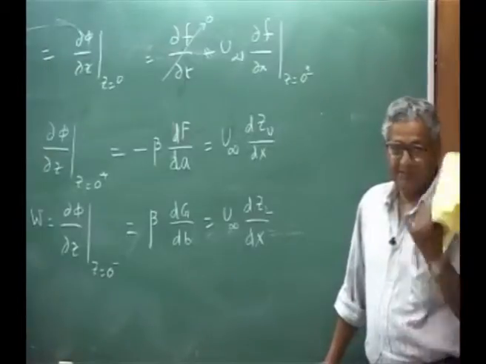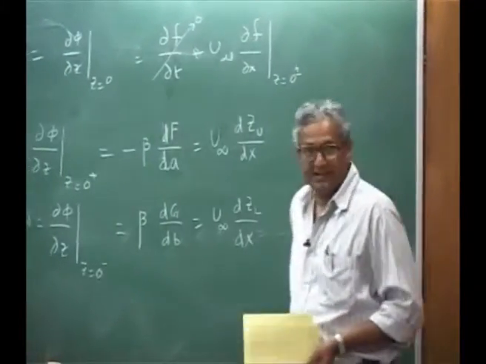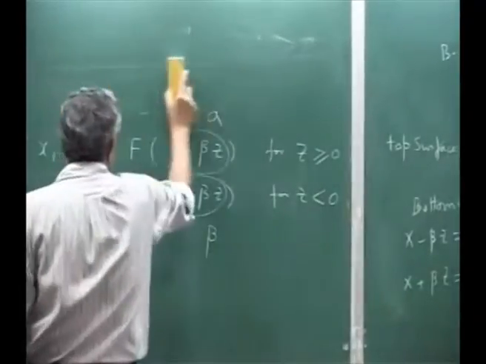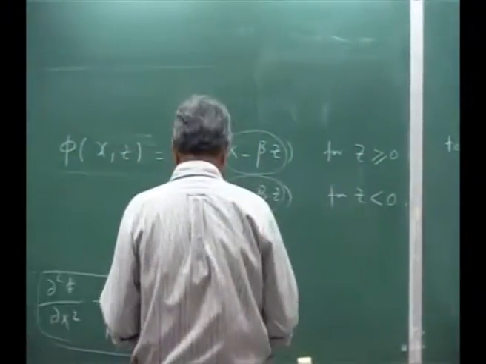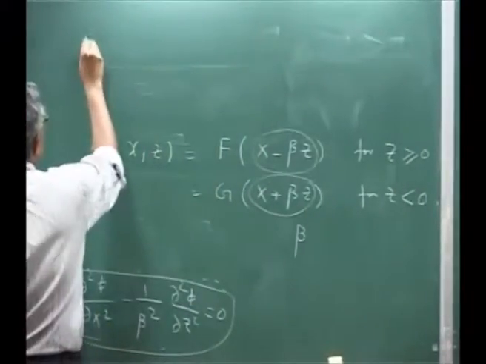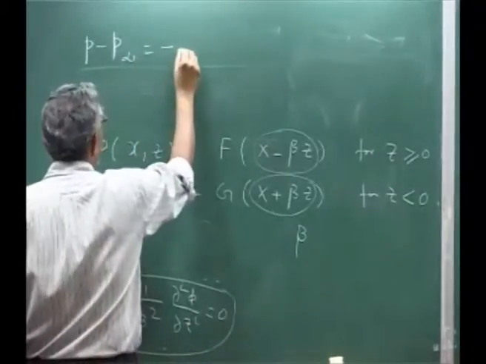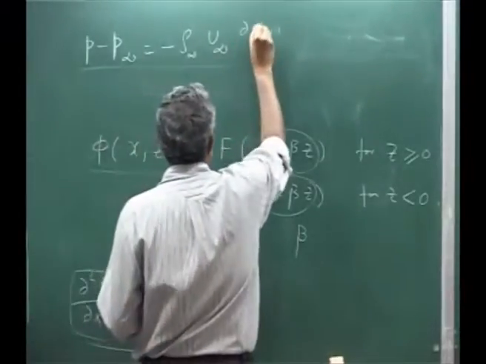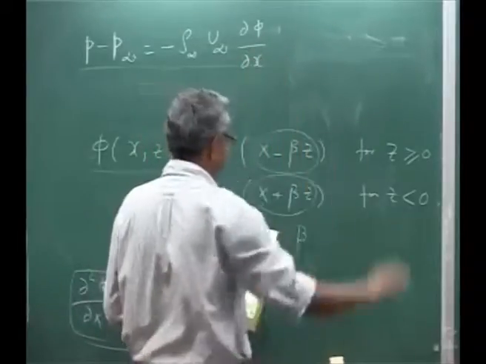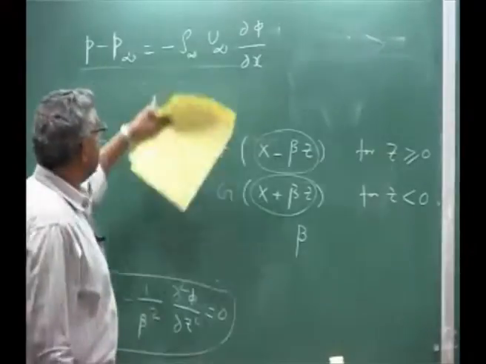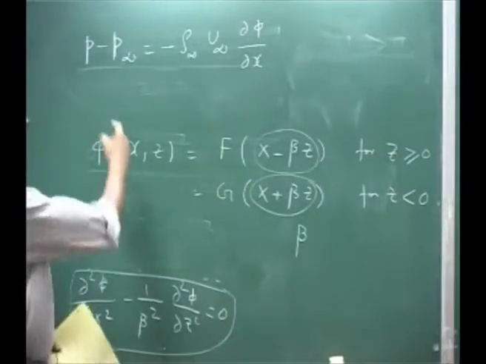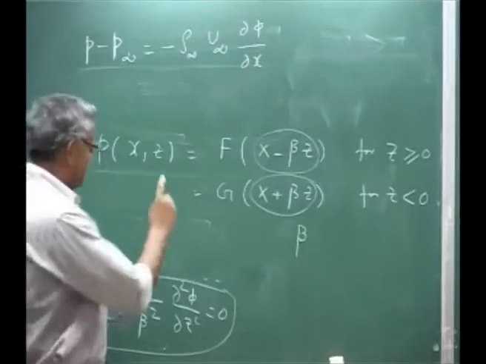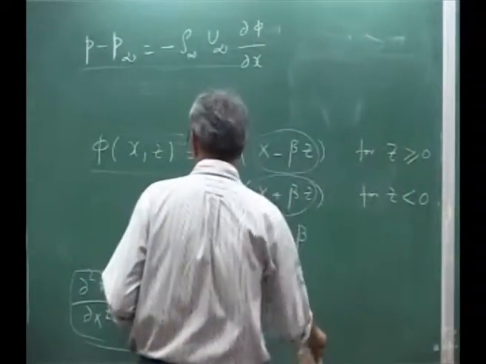Now we need to know what is delta f by delta x, delta phi by delta x, because our pressure expression, maybe I will erase this part. Okay. What is our pressure? P minus P infinity is minus rho infinity U infinity, because it is only a function of x, so you will have delta phi over delta x. Okay. This is the pressure at any point. Now if you say top surface, you will put upper, and lower is P lower.